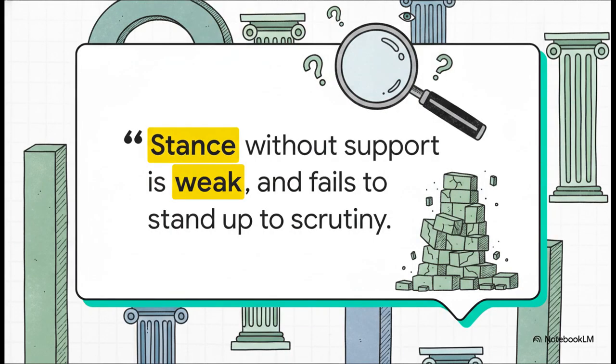Our source material hits the nail on the head with this core rule. Stance without support is weak and fails to stand up to scrutiny. This is basically the golden rule of academic reading and writing. A stance, an author's main claim or opinion, can't just float around in midair. An unsupported stance must always be questioned.